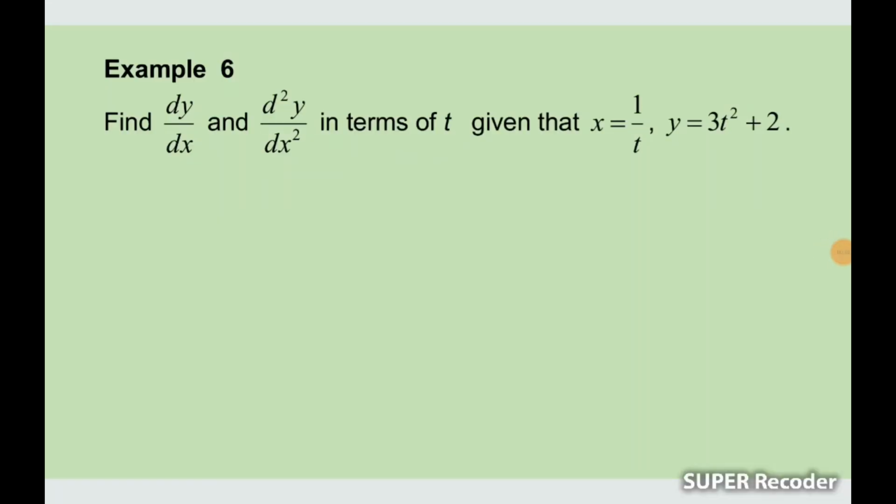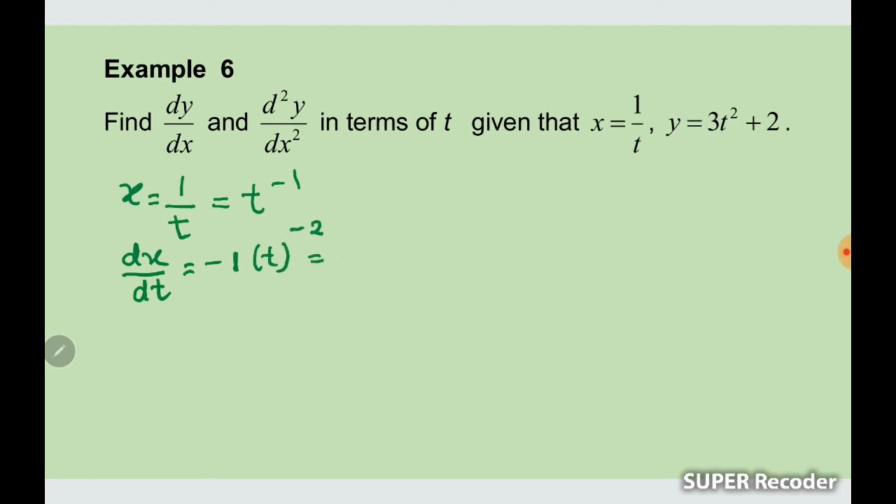Example 6. Find dy dx and d squared y dx squared in terms of t, given that x equals 1 over t and y equals 3t squared plus 2. So given that x is a function in terms of t, that is x equals 1 over t, or you can simplify to be x equals t to the power of negative 1. Therefore, differentiate x with respect to t: dx dt is equal to negative 1, we bring in front, multiplied by t to the power of negative 1 minus 1, negative 2, or you can simplify to get negative 1 over t squared.